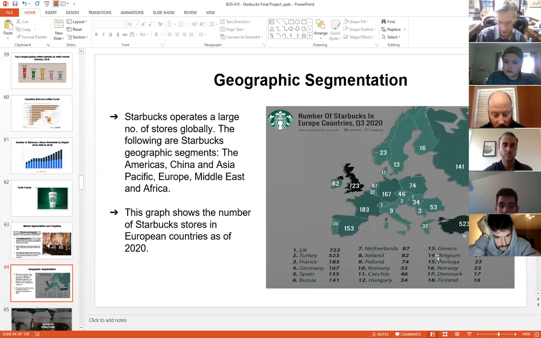Okay, now we have a picture that shows the number of Starbucks stores per country. In Europe, we can see that the UK has the most, followed by Turkey with 523, and then France and Germany. Next slide, please.